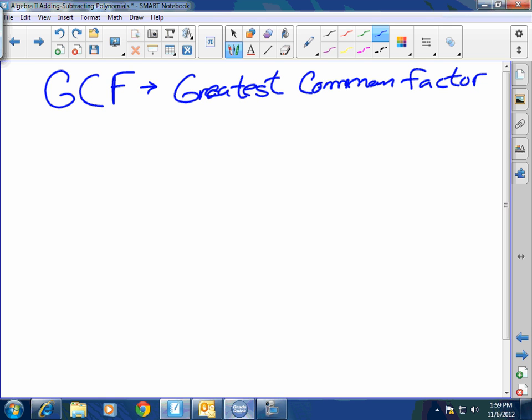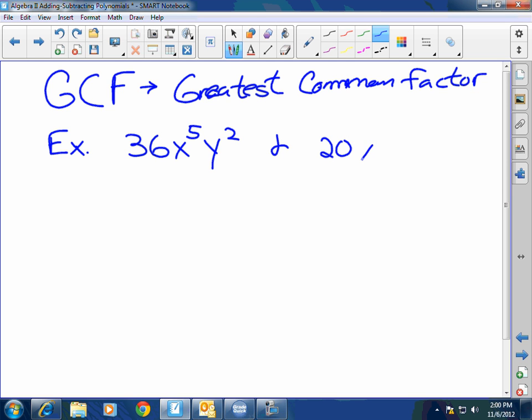Thank you. Okay. All right, so greatest common factor. It's the largest factor that is common between two or more monomials. Okay? For example, let's say I give you, I don't know, 36x to the fifth y squared and 20x to the fourth y.